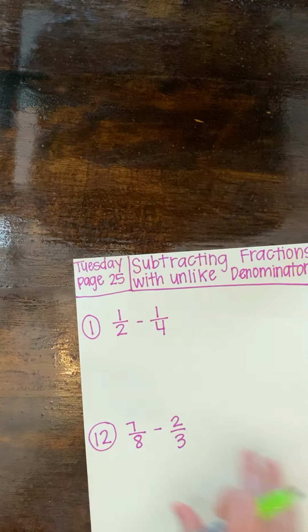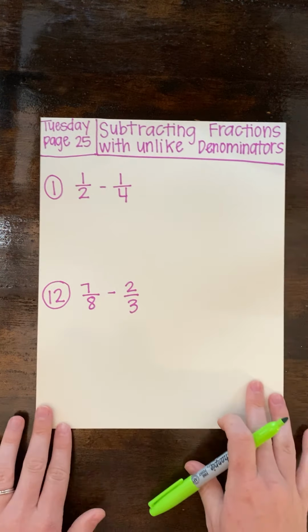Tuesday's page is subtracting fractions with unlike denominators. So you have to come up with common denominators in order to subtract. So number 1, I have 1/2 minus 1/4. I need to come up with a common denominator. The first thing I like to look at is I like to think, if I multiply 2 times anything, will it get me to 4? And I do know that 2 times 2 is 4.